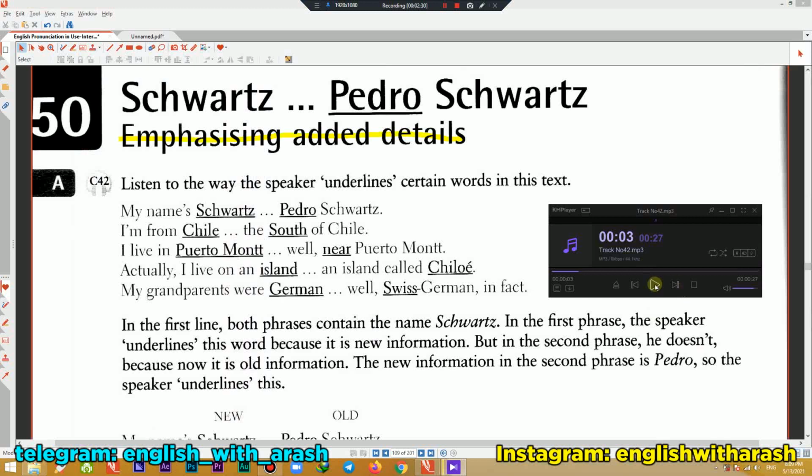Listen. My name's Spas. Pedro Spas. I'm from Chile. Name's Spas. C42. My name's Spas. Pedro Spas. I'm from Chile. The south of Chile. I live in Puerto Montt. Well, near Puerto Montt. Actually, I live on an island. An island called Chiloé. My grandparents were German. Well, Swiss German, in fact.